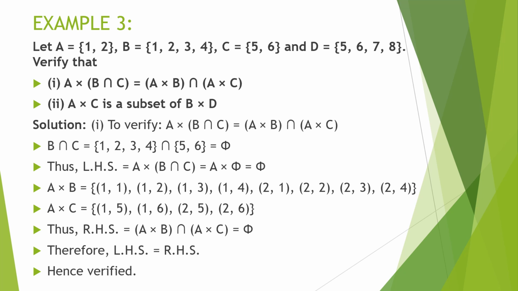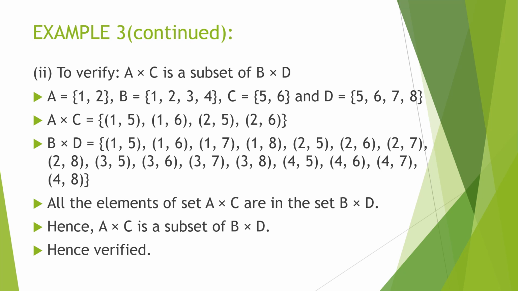Right hand side: A cross B will have which elements? (1, 1), (1, 2), (1, 3), (1, 4), (2, 1), (2, 2), (2, 3), (2, 4). Same way A cross C. So the right hand side is (A cross B) intersection (A cross C). But you can see none of the ordered pairs are the same in A cross B and A cross C. So their intersection is again the null set or void set. So both the left hand side and right hand side are the null set and hence they are equal.